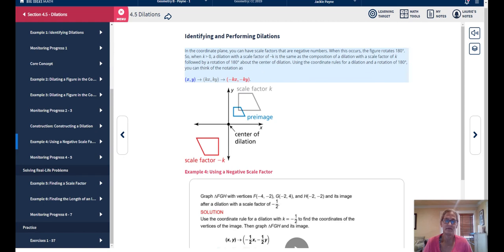Because negative really will flip it. It'll make it a reflection. Anyway, let's read this. In the coordinate plane, you can have scale factors that are negative numbers. When this occurs, the figure rotates 180 degrees.